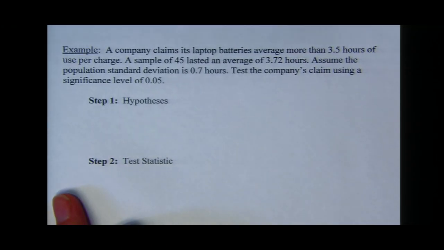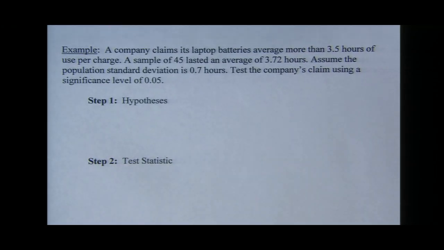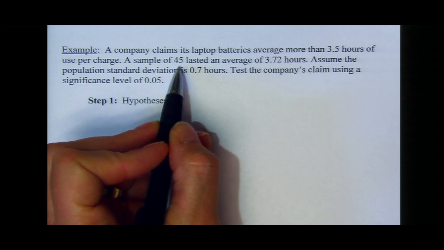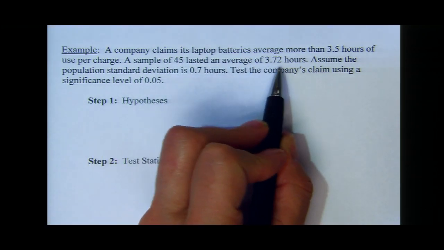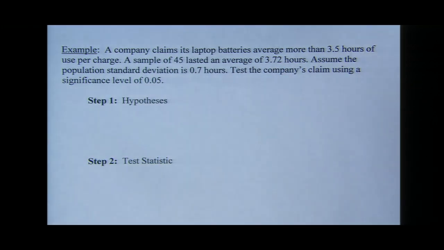All right, here we have an example. A company claims its laptop batteries average more than 3.5 hours of use per charge. A sample of 45 laptop batteries lasted an average of 3.72 hours. Assume the population standard deviation is 0.7 hours. Test the company's claim using a significance level of 0.05.